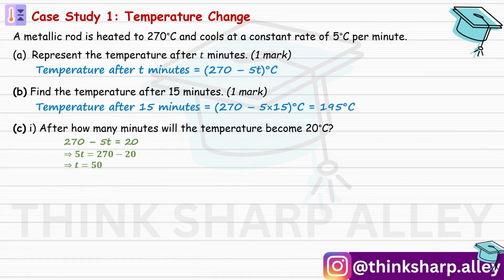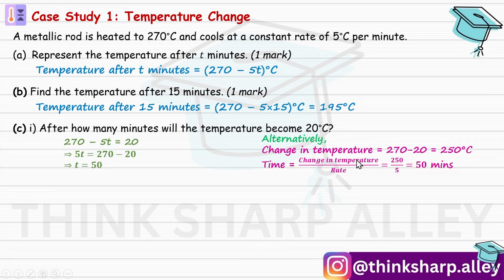Alternatively, you can also apply a formula over here, but before that you will have to find out change in temperature. So temperature has changed from 270 to 20. So what is the change in temperature? I'll subtract and find out. So this is the decrease in temperature, and to get the time, I'll divide change in temperature by rate, which is 250 by 5, and that gives me 50 minutes. If possible, please remember the formula so that you can use in your exam.